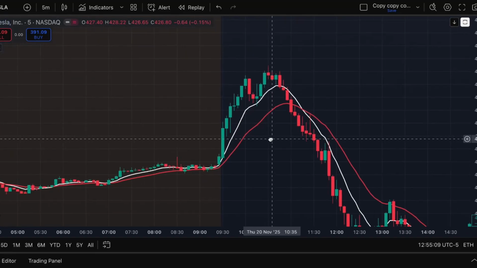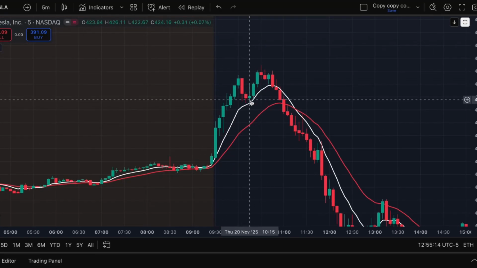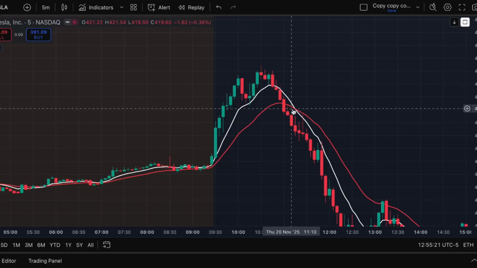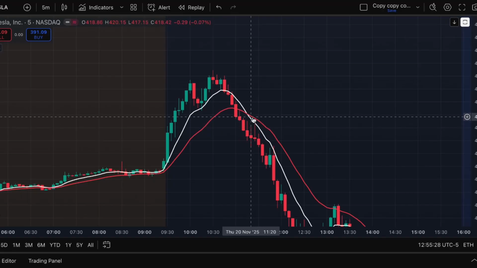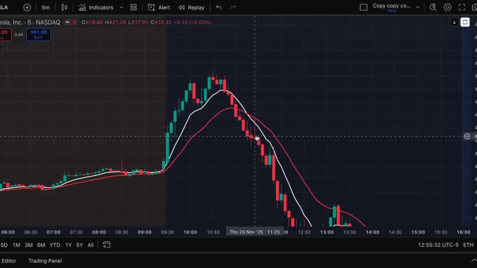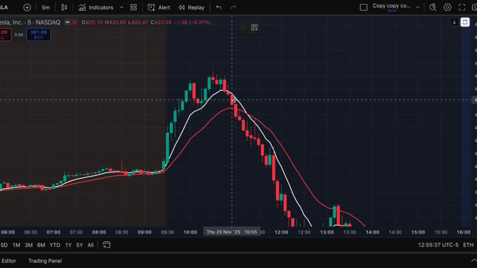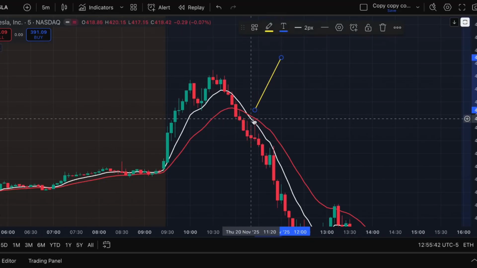But look at this. We came up, and since we got too far away from these EMAs, what did we do? We back tested it. Then we came up, and then we broke below it. Once you saw this crossover right here, it was a good time to get in your positions. And you can even see right here that we wicked up and tried to test it to see if we wanted to come back to the upside, but we got rejected.